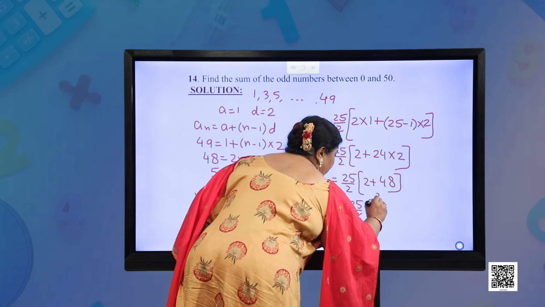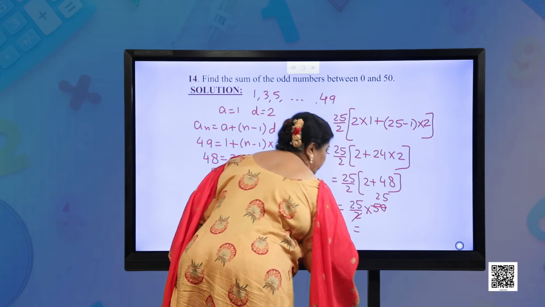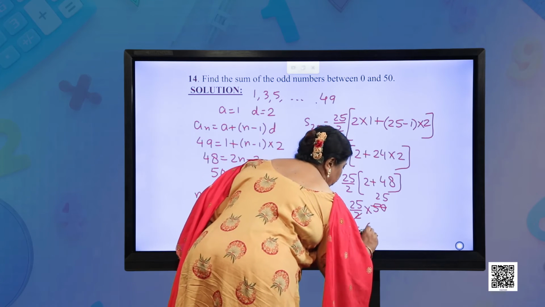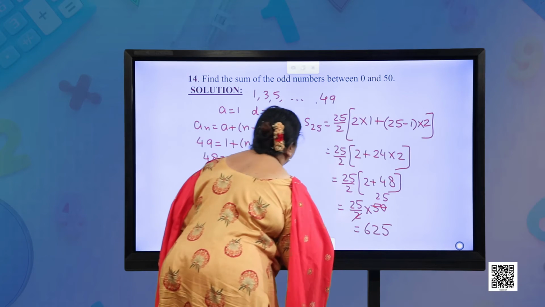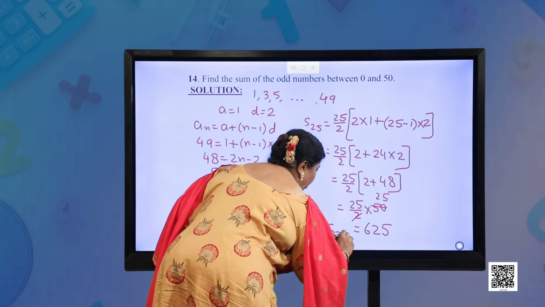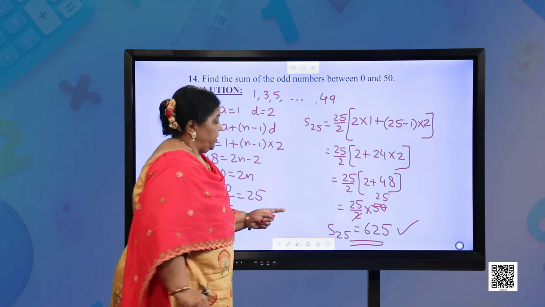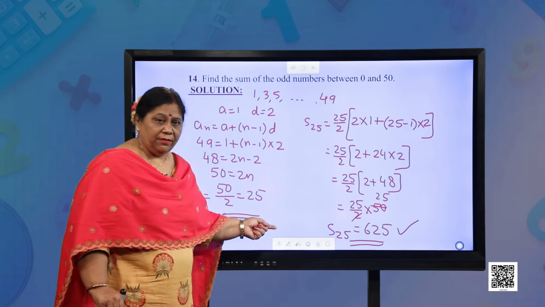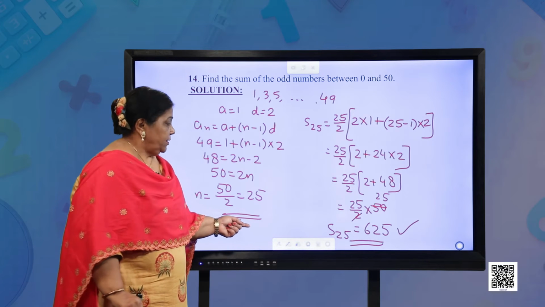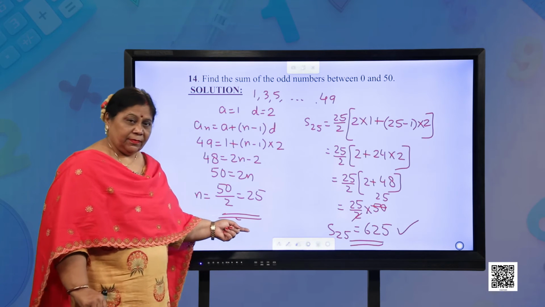This, if I cancel, I get 25. What is 25 into 25? Yes, you are right, it is 625. So, the sum of all odd numbers between 0 and 50 is 625. Is it clear? Shall we go to the next question now?